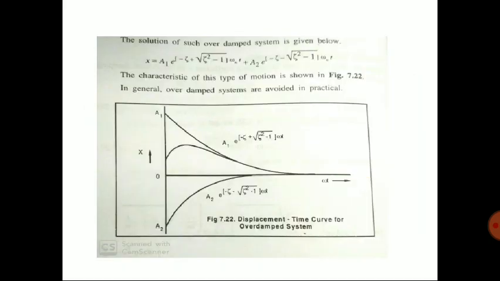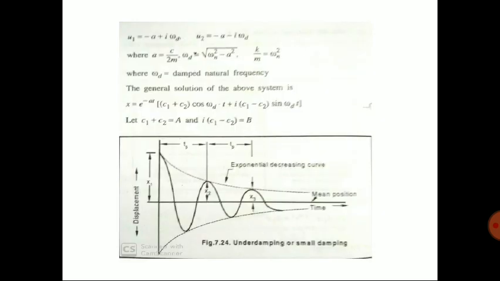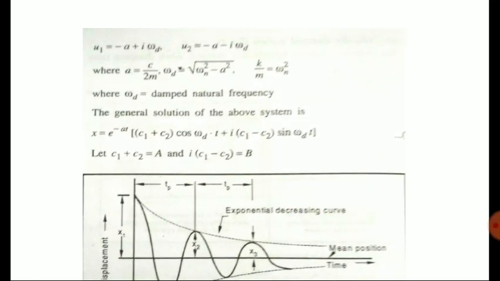So it gives two imaginary values. You have studied differential equations with imaginary roots. That is, you are getting minus a plus i omega d and minus a minus i omega d, that is x plus i y, that form. Here a is C by 2m, and omega d is called the damped angular frequency, which is equal to root of omega n square minus a square. Okay, omega d is the damped natural frequency.